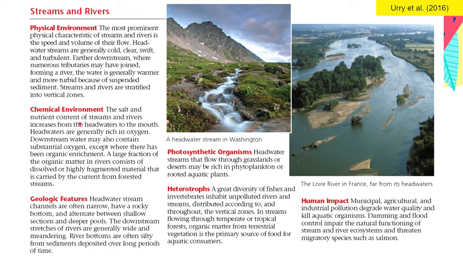The chemical environment mostly has low salt content, so they are mostly fresh water, and nutrient content. They are generally rich in oxygen. Okay, geologic features include having narrow and rocky bottom, and they alternate between shallow sections and deeper pools. For photosynthetic organisms, they could flow through grassland, and they can actually be a good source of water for these plants here.